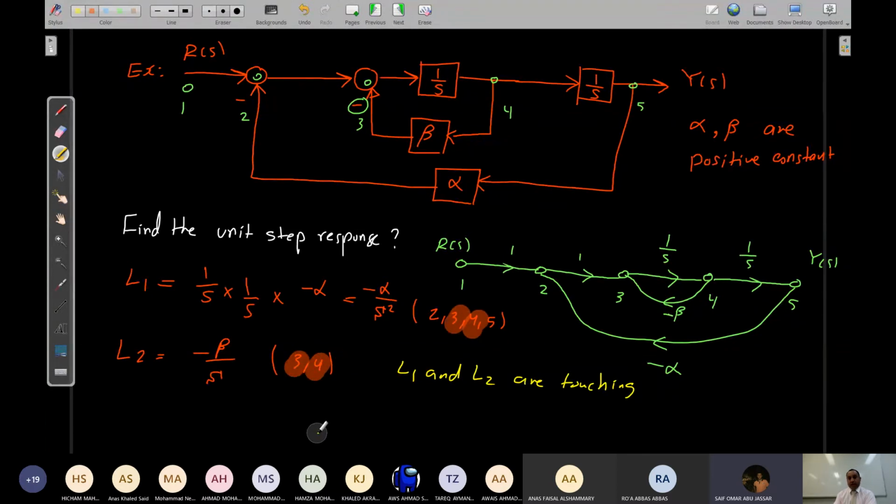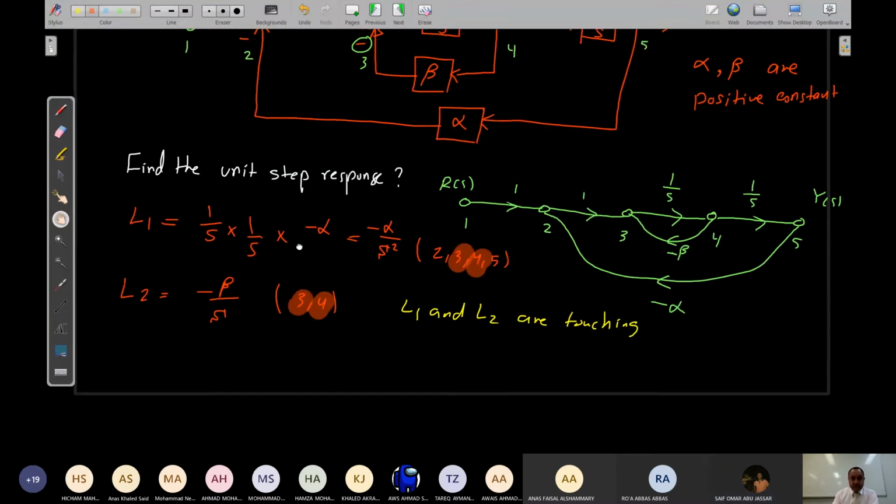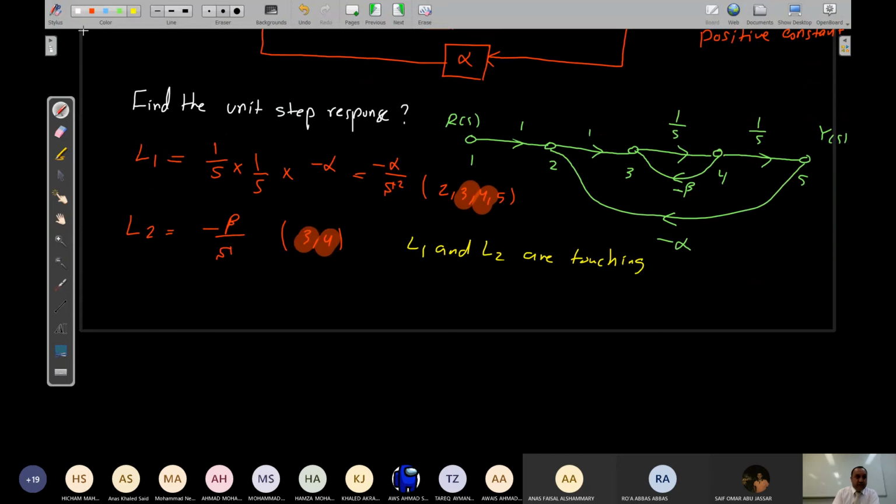Yeah, thank you. So they share not 1, 2 nodes, correct? 2 nodes. Okay. So can you give me the determinant now, equal to what? Yes. 1 minus L1 plus L2 plus L1 times L2.